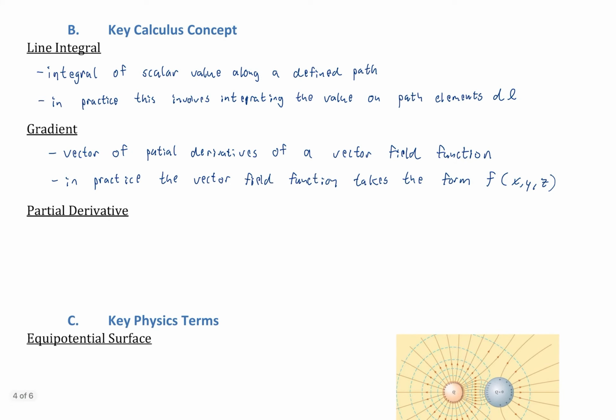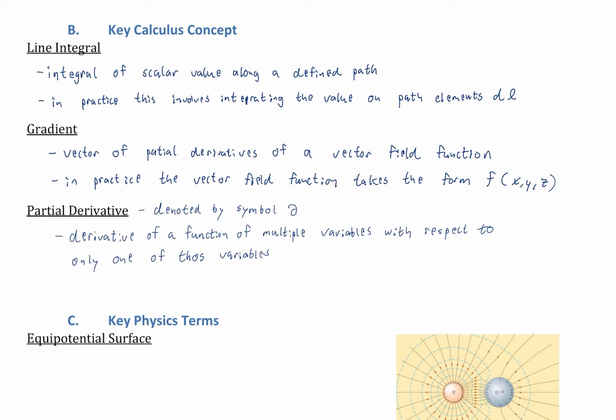All right, now I mentioned partial derivatives. What is a partial derivative? Well, it is denoted by this symbol, which doesn't actually have its own name. It's just the partial derivative symbol, a curly d. It is the derivative of a function of multiple variables, like this one here, with respect to only one of those variables.